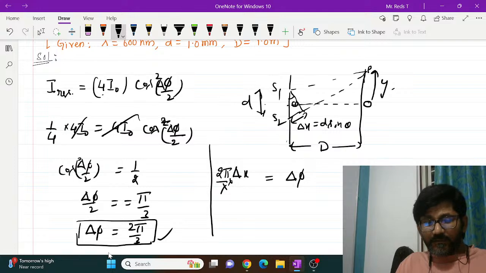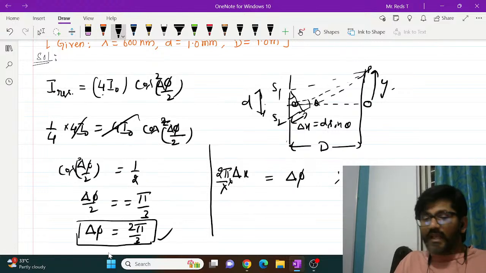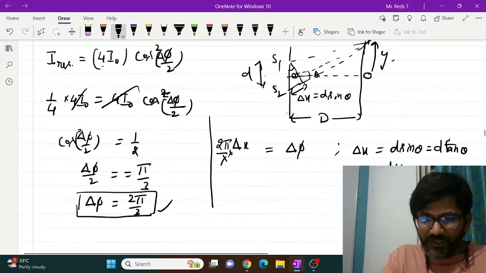But here path difference delta x is d sin theta, but theta is no way related, y is related. So here again, the entire concept you have to remember, delta x in this case is nothing but d sin theta. For smaller angles of theta, you take it as d tan theta. Tan theta by symmetry, you take a line from this place to this. If this is theta, tan theta is opposite side by adjacent side, that is y by D. So delta x is equal to small d y by capital D. For understanding purpose I am giving you everything, otherwise you directly use the formula and simplify.